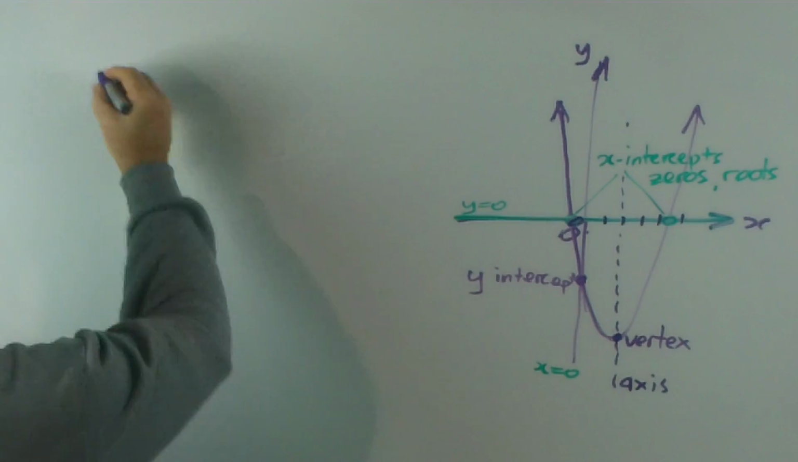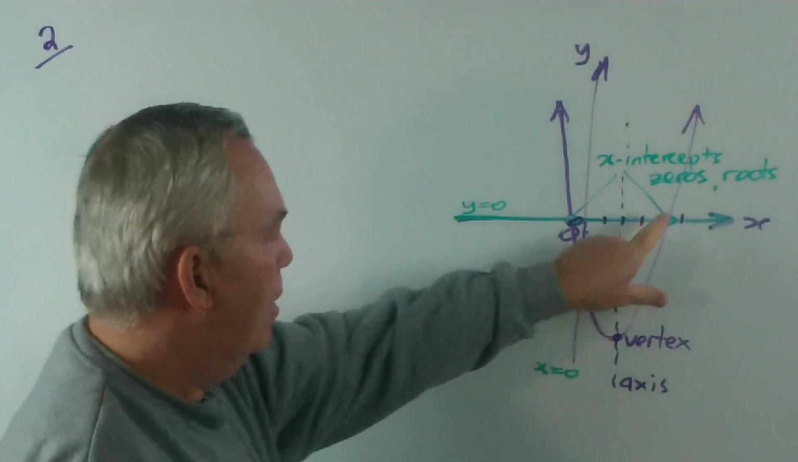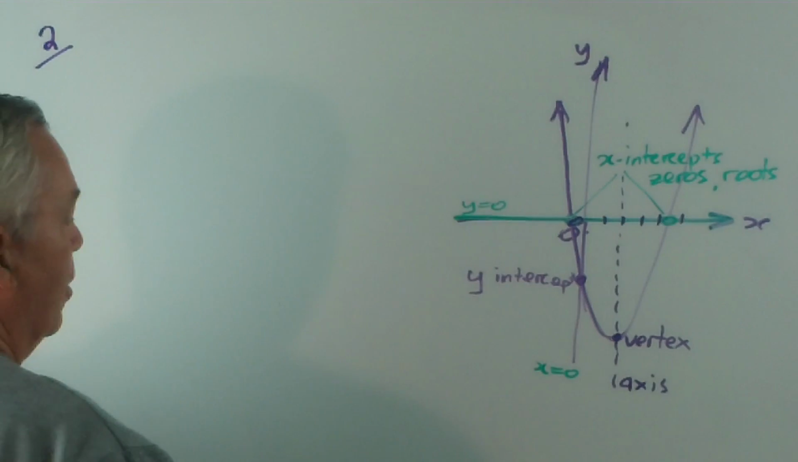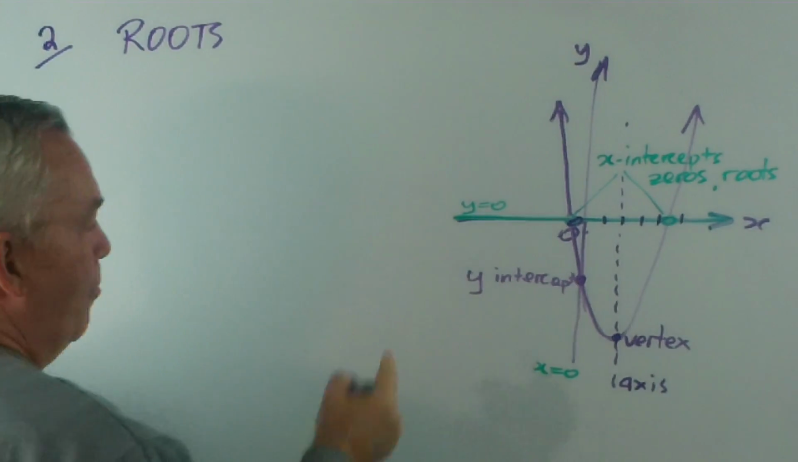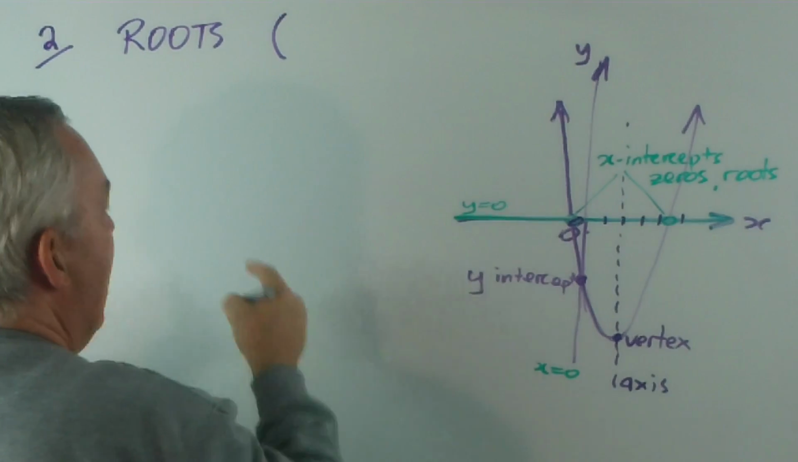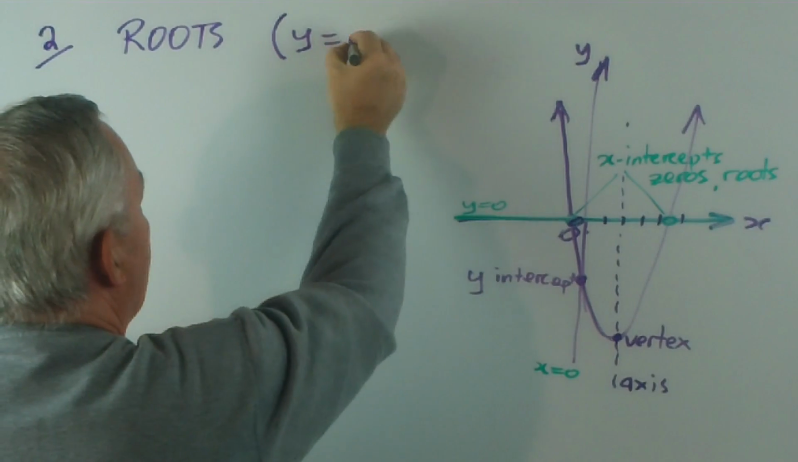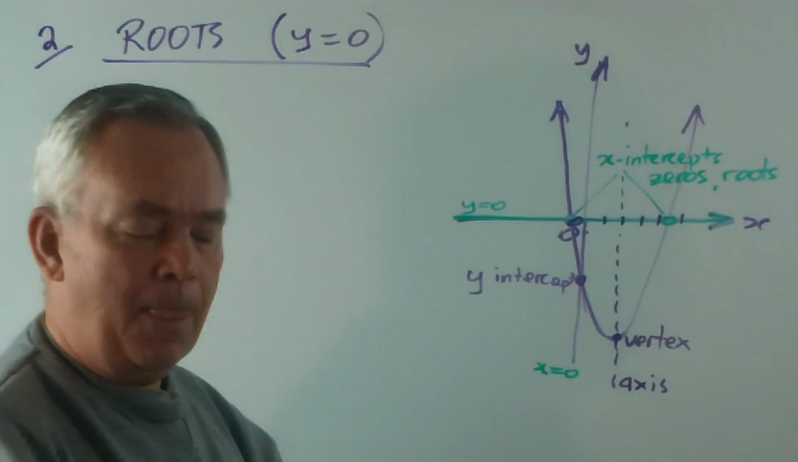Now this is the second feature we're looking at. And I like to write the heading either zeros, roots or x-intercepts. Because I'm looking at the quadratic equation, I often write roots, apart from the fact that it's one of the shortest ways of writing it. And next to it I explain how I'm going to find the roots. And that is, I'm going to substitute y equals 0. That's the heading I use.